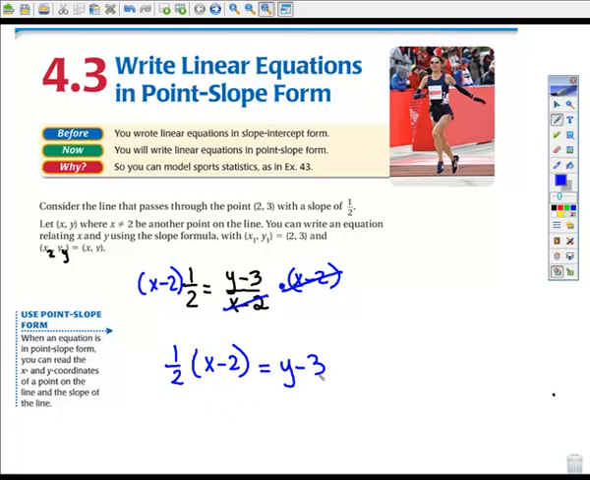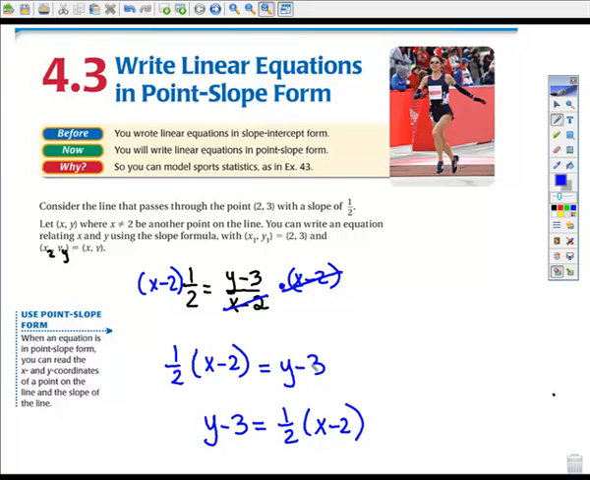Or, since we generally like it with the y's on the left, I can write y minus 3 equals 1/2 times (x minus 2). And this is really weird, I know. We really want to solve for that y, but we don't do that when we are in point-slope form. This is the equation in point-slope form, and on the next slide I'll show you exactly what the form is. When an equation is in point-slope form, you can read the x and y coordinates, which are right here, 2 and 3, and the slope of the line, which is a half.